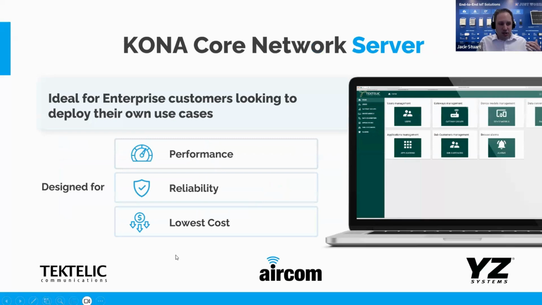Tektelic, as I mentioned earlier, has a network server as part of our portfolio, which is called Kona Core. Kona Core is used by many of our enterprise customers who are deploying their own LoRaWAN networks and is designed for high performance, reliability, and to reduce the overall total cost of ownership of our network operator partners. It's built on a high availability platform that scales to tens of thousands of gateways and millions of sensors to meet the demands of the most challenging networks. So we can jump to the next slide.